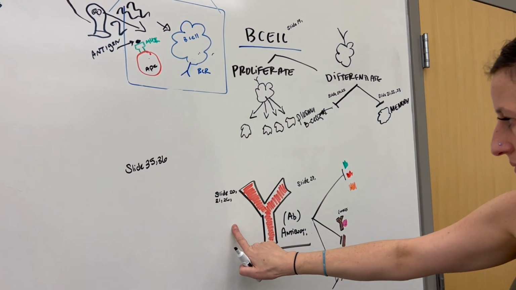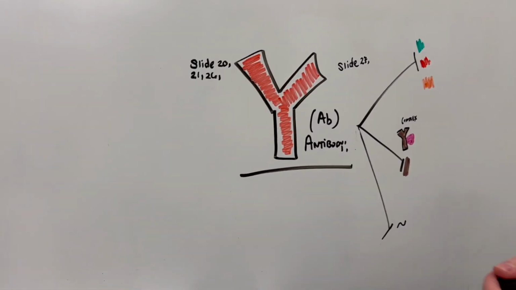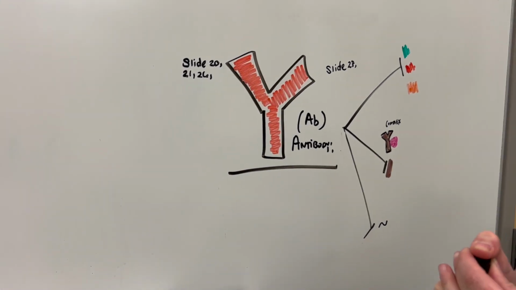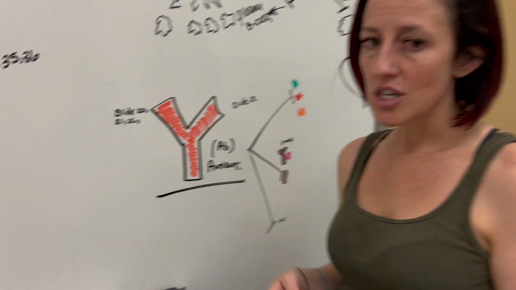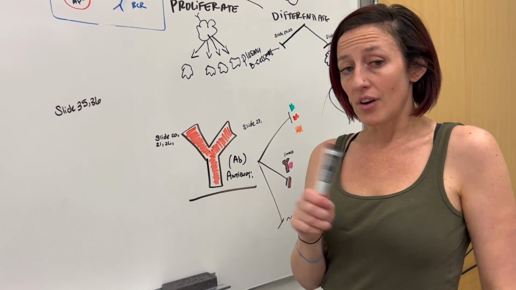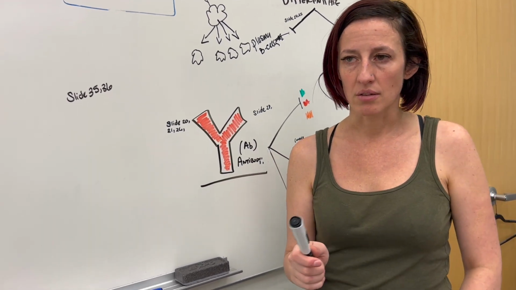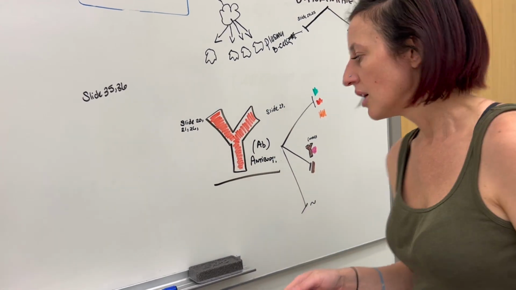And then let's talk about the antibodies themselves. You do still need to go and look at your slides, because we have IgG, IgM, IgE, different kinds, and you are responsible for knowing those. You would be wise to at least be familiar with those.